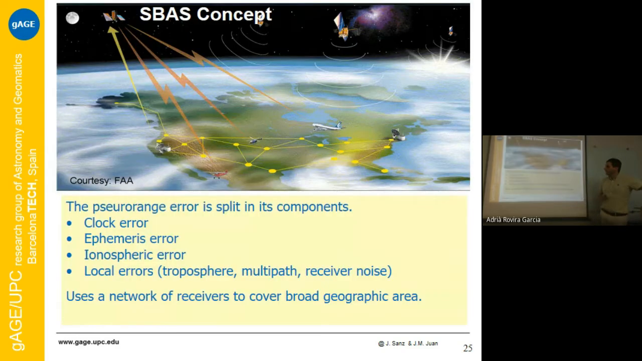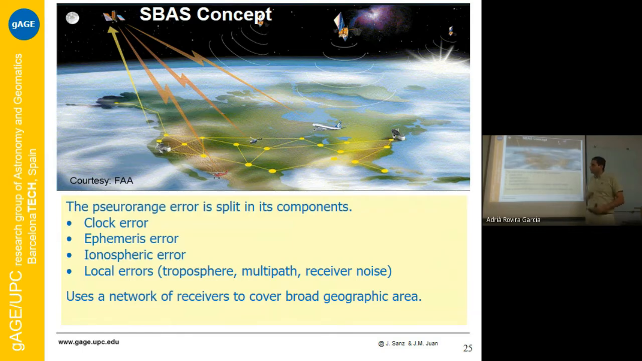Okay, let's see the SBAS. This is the SBAS concept. And here you can see that with GEO stations, we will see the example of EGNOS, but this is applicable to all of the augmentation systems. And we will see how do we cover a big piece of land, right? Like, for example, the continental United States.